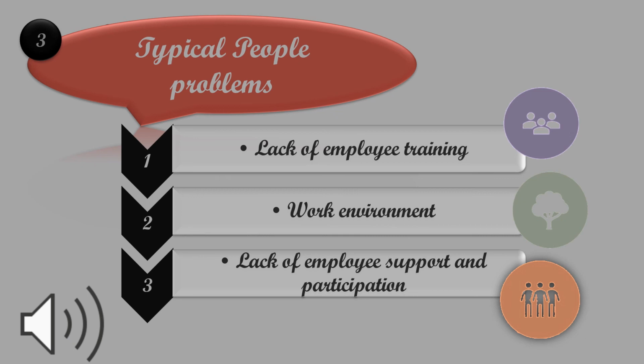The third and last one is lack of employee support and participation. Employee participation is the process where employees are involved in the decision making, rather than simply acting on orders. It helps empower the workplace, so each employee must be trained to be able to work as a team.